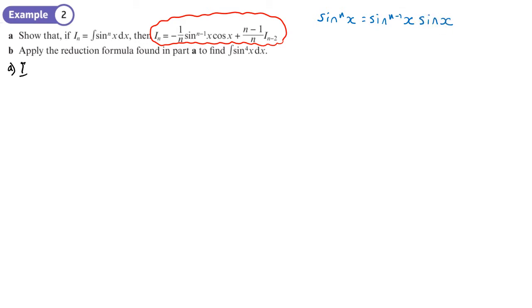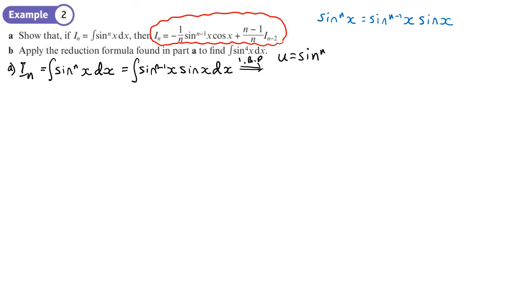Okay, so I sub n is equal to the integral of sine to the power n, and that is equal to the integral of sine to the power n minus 1 times sine x. So we're going to use integration by parts. So we will have u equal to the bit that's got the power, sine to the power n minus 1 x, and dv dx is going to be the sine x.